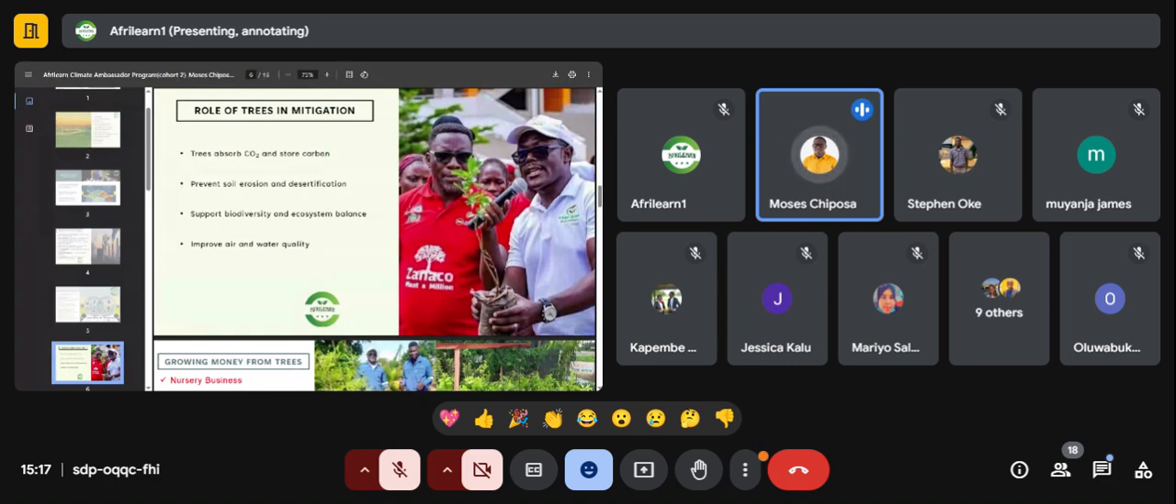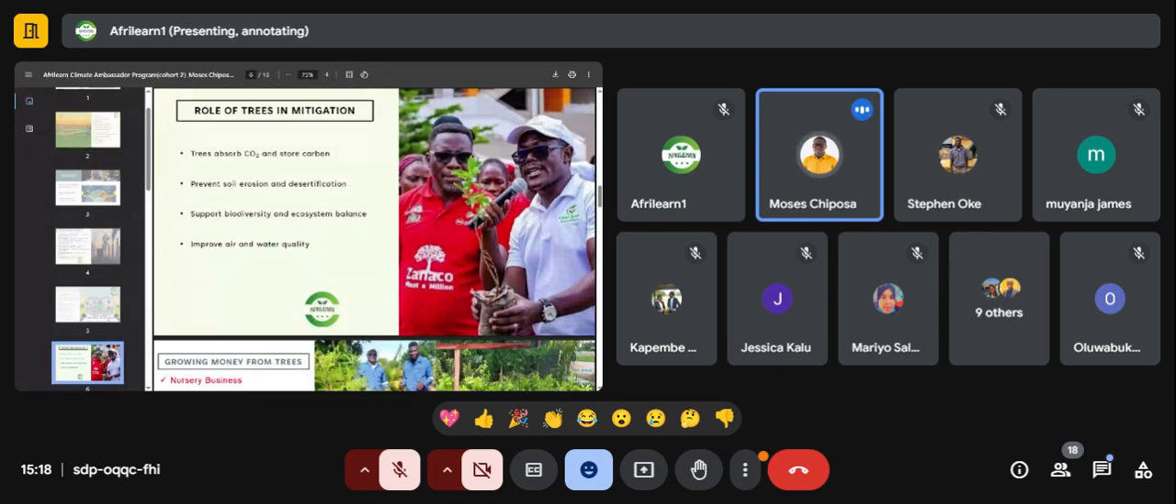The other one is preventing soil erosion and desertification. Climate change also leads to increased drought and extreme weather events, accelerating soil degradation and desertification. But when we talk of trees, they help stabilize the soil. They prevent land degradation and also maintain moisture levels, ensuring the ecosystems remain productive.